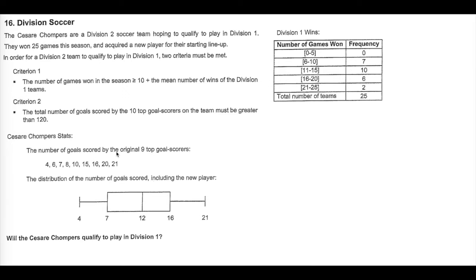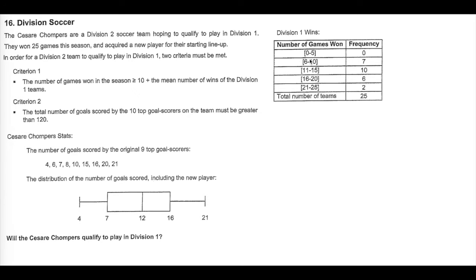The number of goals scored by the original 9 top goal scorers are 4, 6, 7, 8, 10, 15, 16, 20, and 21. The distribution of the number of goals scored, including the new player, is this. Minimum is 4, the maximum is 21, quartile 1 is 7, quartile 2, the median, is 12, and quartile 3 is 16. We have to find out, will the Césaire Chompers qualify to play in Division 1?